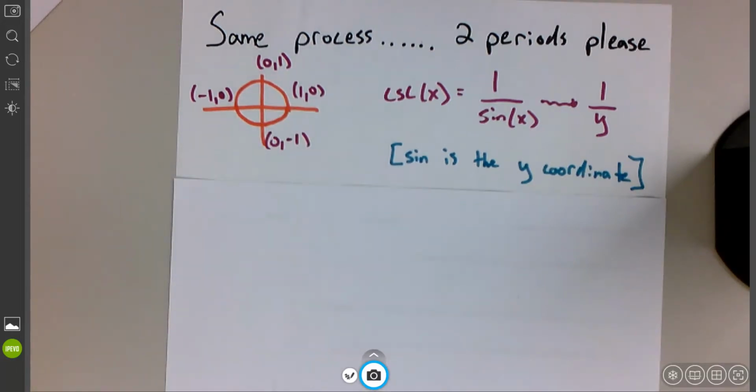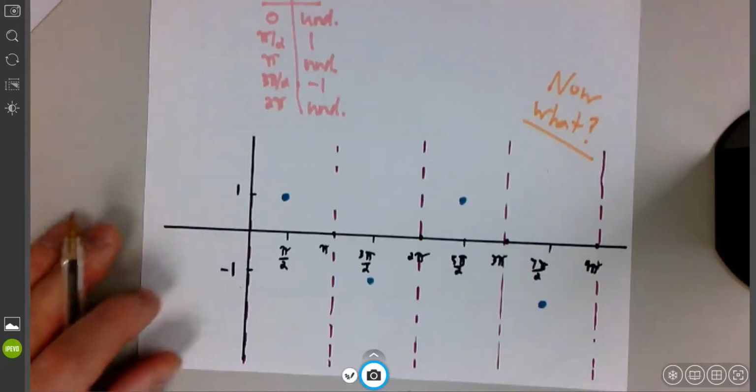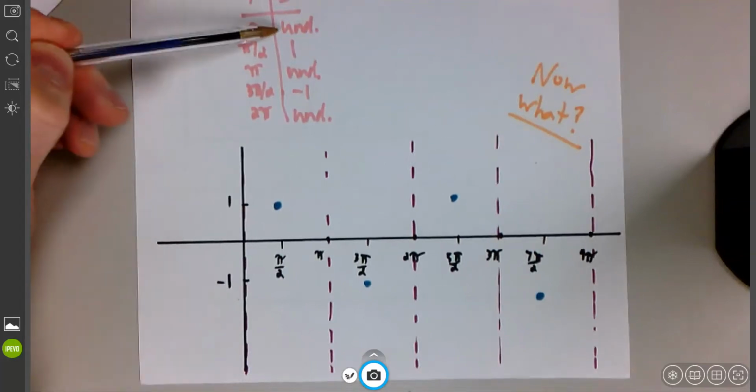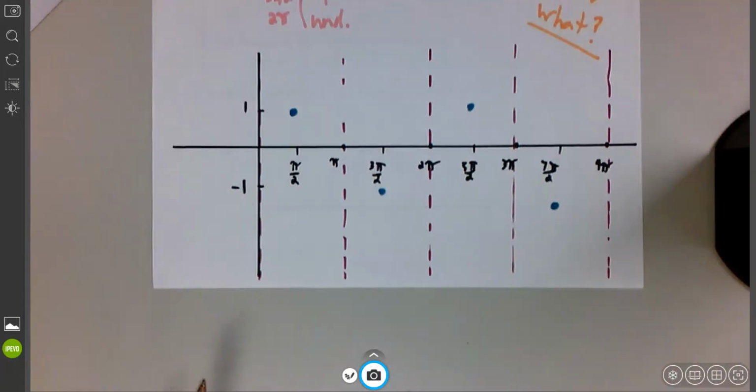So kind of the same process. It's going to look kind of similar to what we were doing before, but there will be a difference, and let's check and see what it is. So here's the information we just talked about. Went around the circle. I got my asymptotes, 1s and negative 1. Now it's something like this.